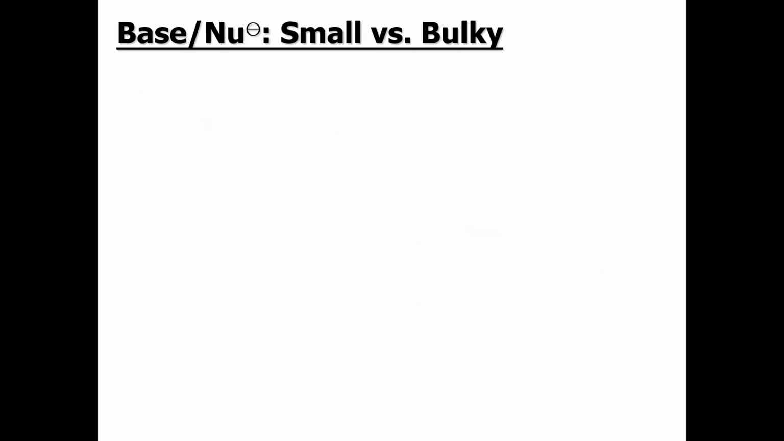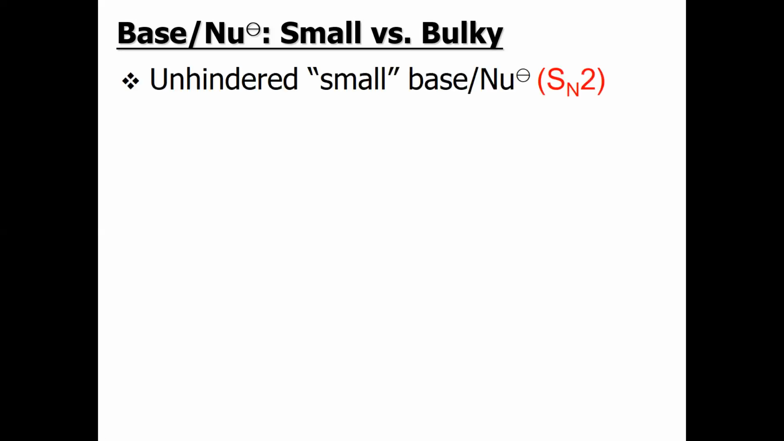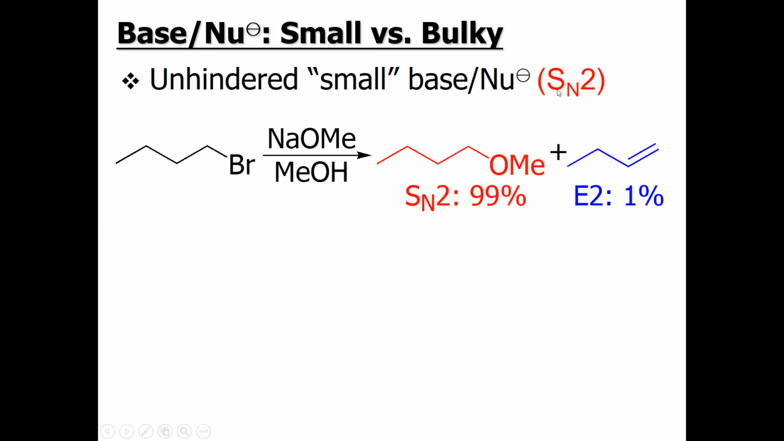Okay. Here are very small differences between a base and a nucleophile. It will help you a lot. You should also know the differences between them as well. Okay, what is a base? An unhindered, small base or nucleophile favors the SN2 reaction. For example, this is the small base methoxide, and this is small. This small base, once reacted with the primary alkyl halide, always favors the SN2 reaction, as already mentioned.